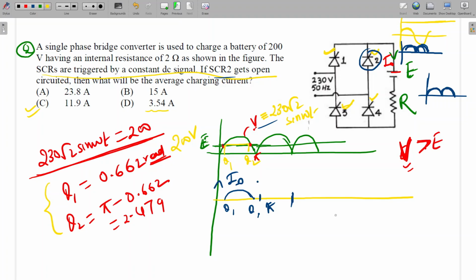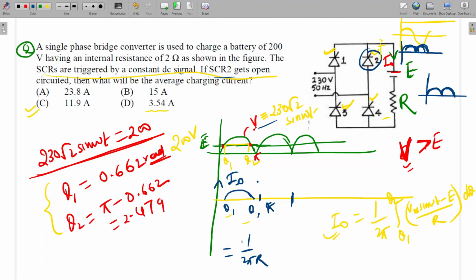Now what will be the current? I naught will be 1 by 2 pi, integral from theta 1 to theta 2 of (Vm sin omega t minus E) divided by R, d omega t. Since current is flowing from theta 1 to theta 2, this is (V naught minus E) by R, where V naught is Vm sin omega t. So we can write 1 upon 2 pi R.